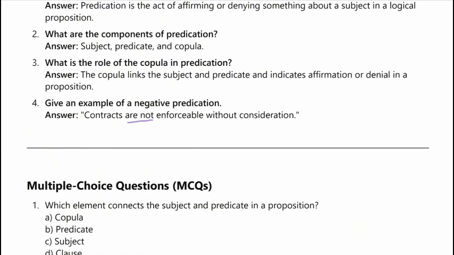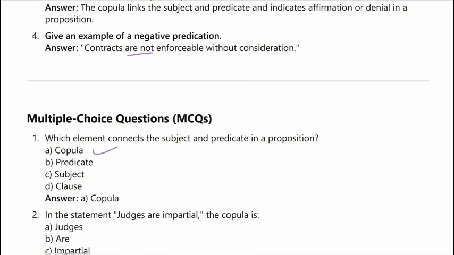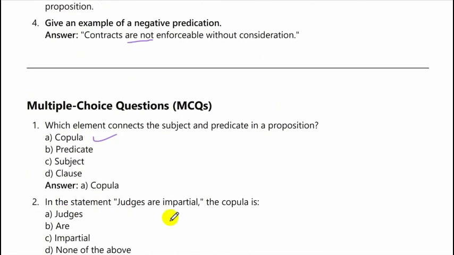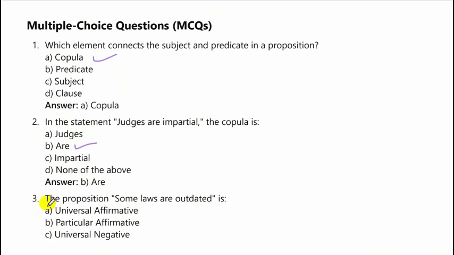Alright, next is MCQs. Which element connects the subject and the predicate? We know it's a copula. In the statement, judges are impartial, the copula is "are". The proposition "some laws are outdated" is particular affirmative.